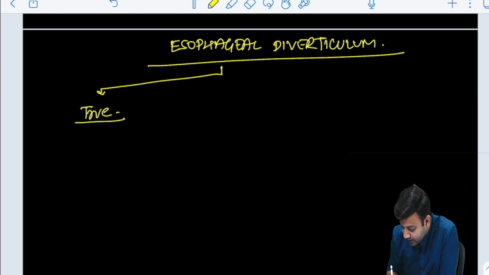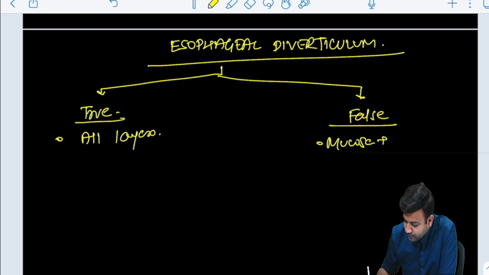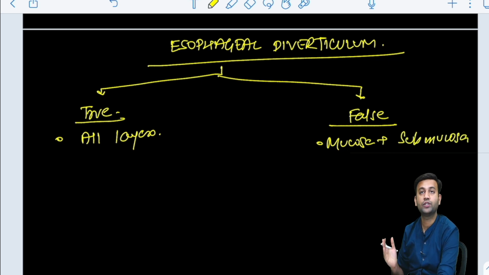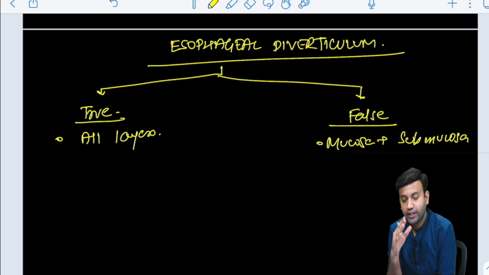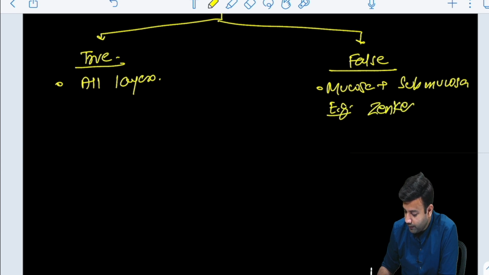True diverticulum is when there is involvement of all layers. When all layers are involved, it is known as true diverticulum. False diverticulum is when there is involvement of only mucosa and submucosa, and this mucosa and submucosa is seen herniating through the muscularis layer. An example of false diverticulum is Zenker's diverticulum.